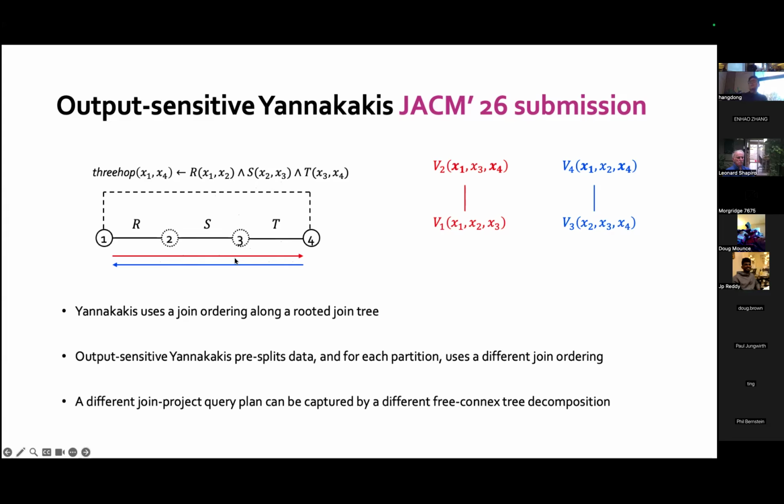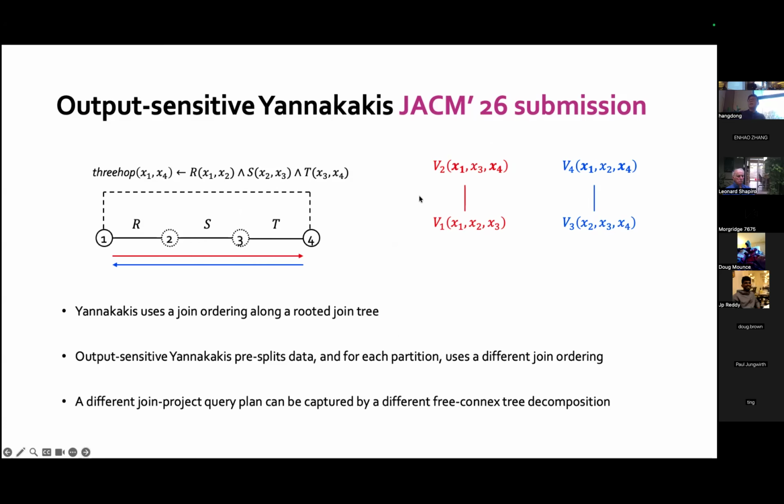It turns out there's a theoretical way to capture those join-project orderings. Here I'm showing you two trees. These are no longer join trees; they are called free-connex decompositions. Think of it as follows: if I give you this tree, I want you to first compute a view, given your base tables, containing x1, x2, and x3. In this context, it means joining R and S, potentially projecting out x2 because you don't need it anymore.